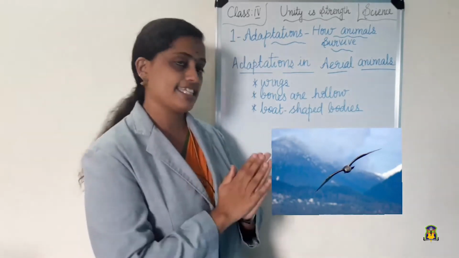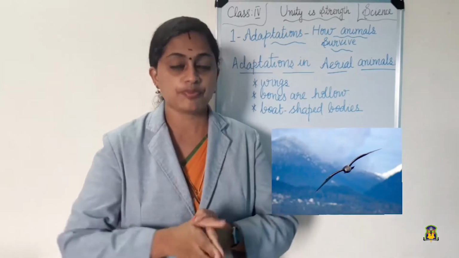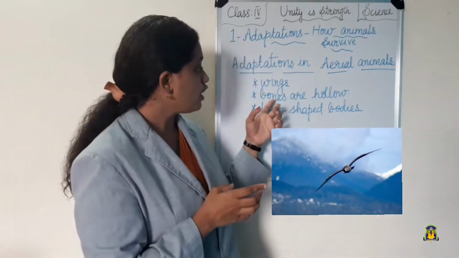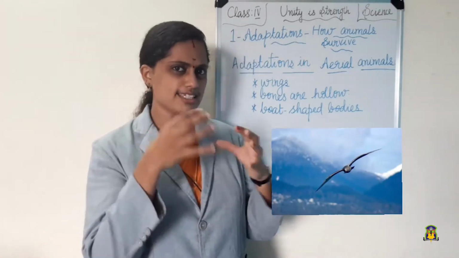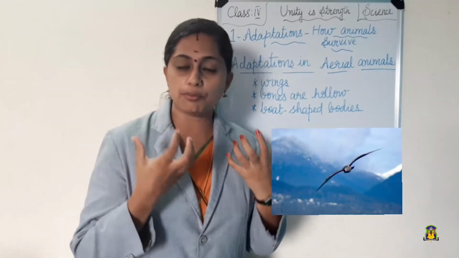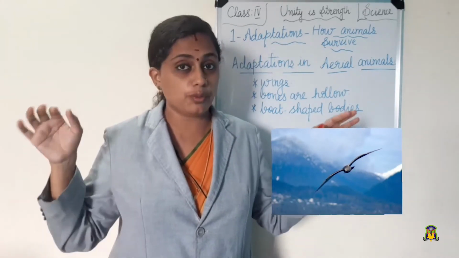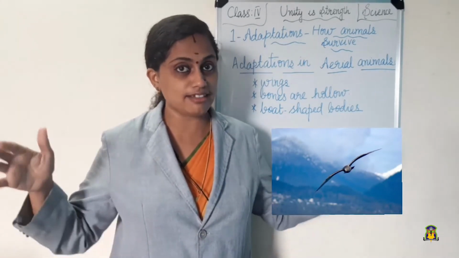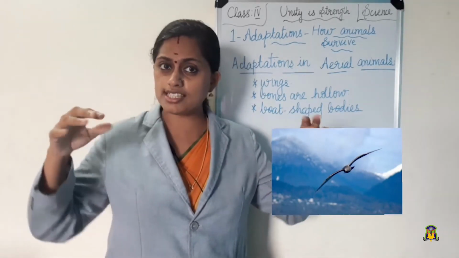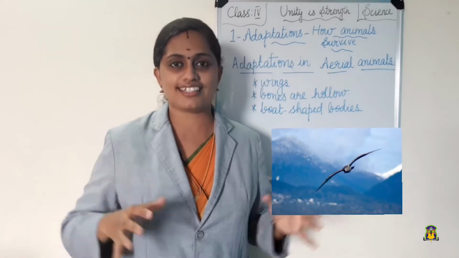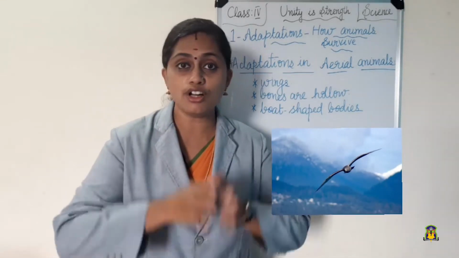You know, yes, it is the wings which help the birds to fly. And also they have bones which are hollow. What do you mean by hollow? Vacant space is there in between. So their bones are hollow and that makes their body very light so that they can fly. And also we have seen that the shape of the birds is boat shaped. Yes, the boat shaped bodies also help them to fly.